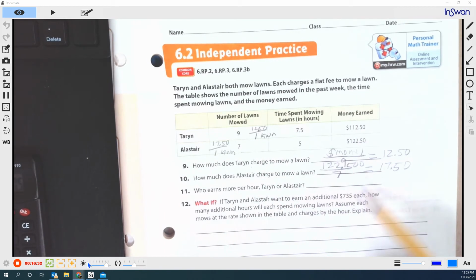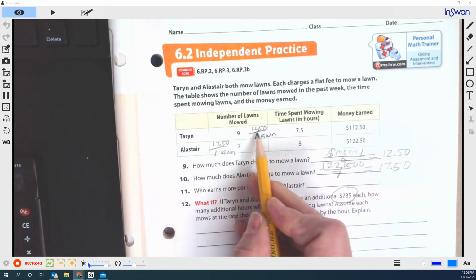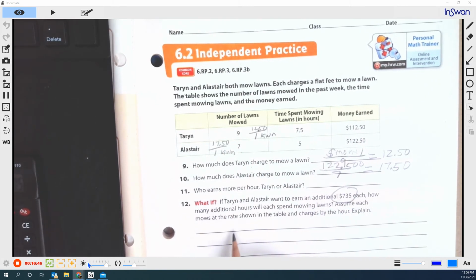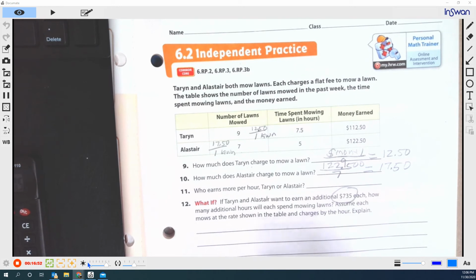Now, when you look at these and you're comparing, and you look at how much they would have to make in order to make an extra $735, you're going to have to look at the rates that they use and divide that by what they make per rate, and that would show how many extra hours they would have to work to get the $735. So the table is charging by the hour or by the lawn.